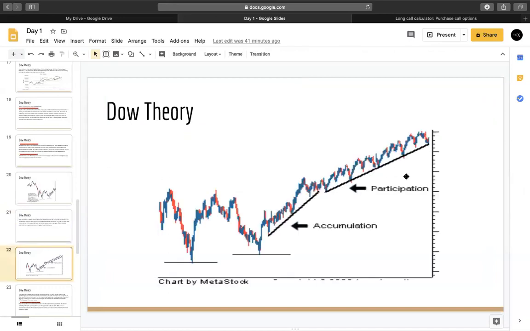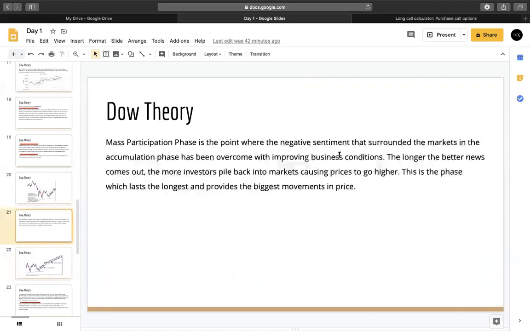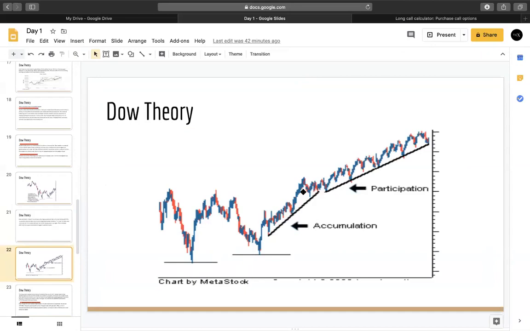Dow theory. Again, accumulation, and then what is this? Participation, right? We were just talking about this. This is the participation phase after it accumulates. This is where all the people who want to invest their money, for example, people who throw money into their Roth IRAs or people who start buying up shares, things like that. So this is when it happens after the accumulation phase.